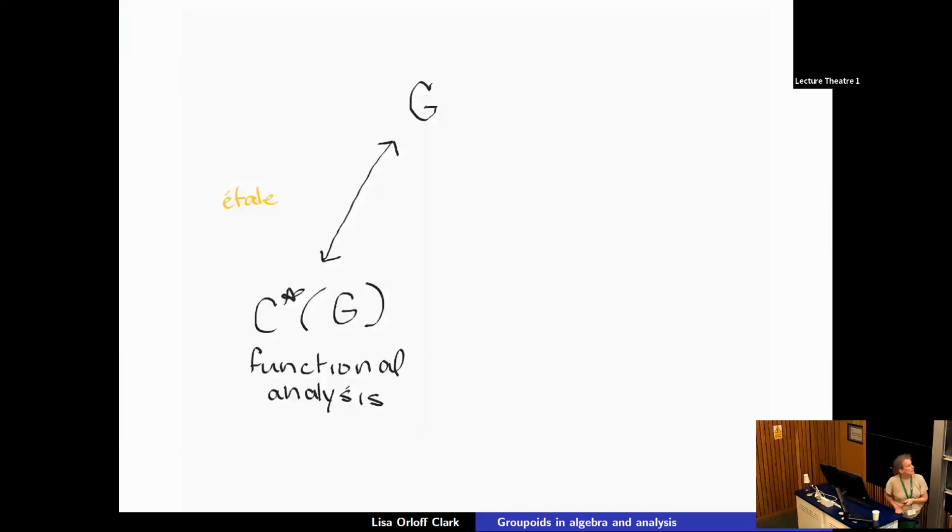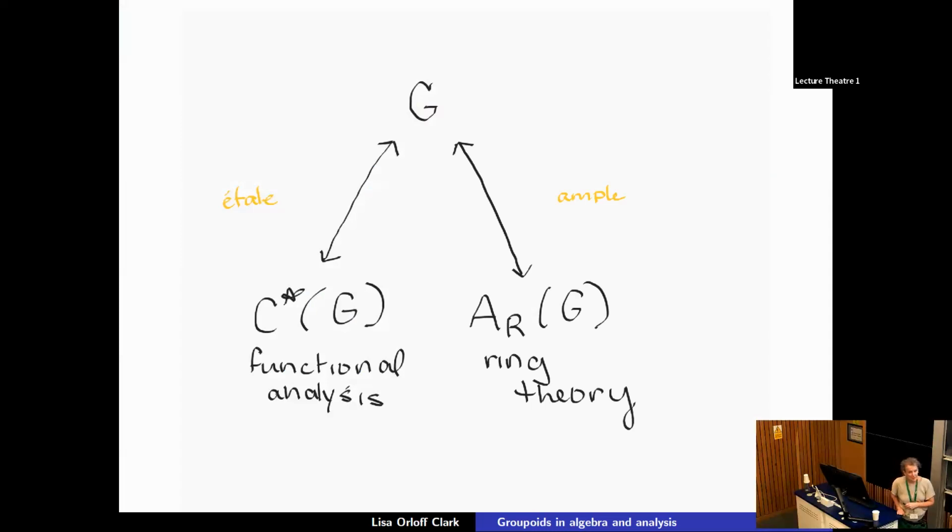So I had that picture before, and now I have this side. And here, I'm intentionally not always saying my groupoids are ample for the functional analysis side, but on the ring theory side, they have to be ample. And so we can start with the groupoid and go and build the Steinberg algebra.